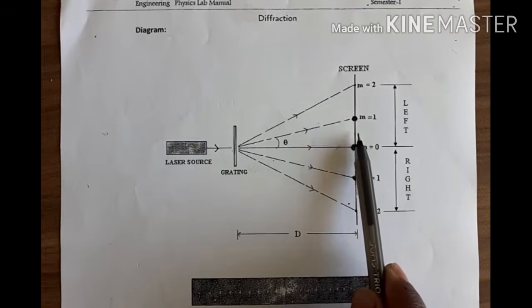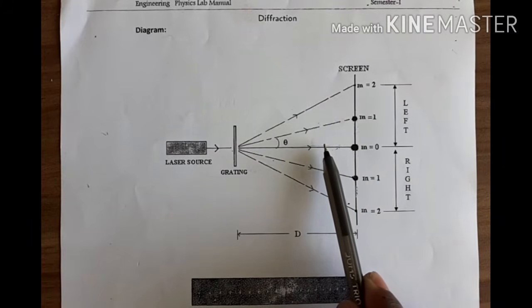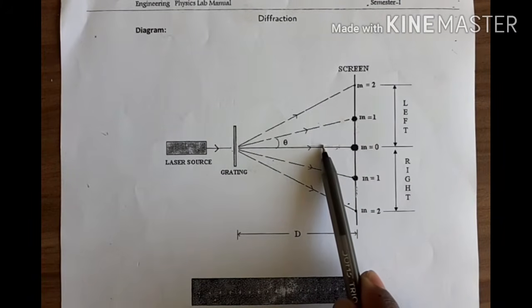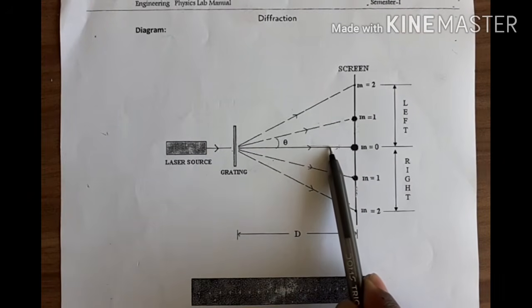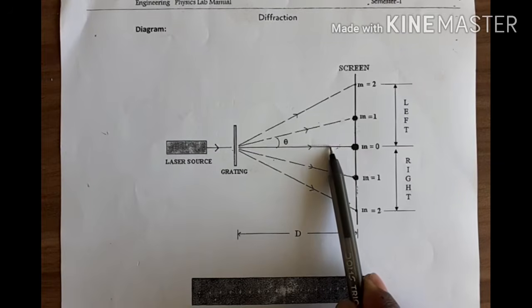What is the tan theta? That is opposite divided by the adjacent. From this tan theta I can easily find out theta. Theta is equal to tan inverse of this ratio, opposite divided by adjacent, that we are going to find out from the tabular column.